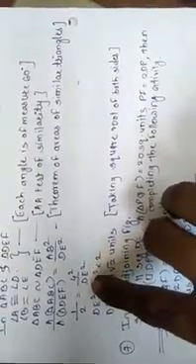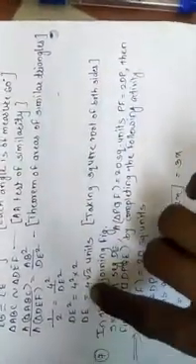Area of triangle ABC upon area of triangle DEF is equal to AB square upon DE square. Theorem of areas of similar triangle. Area of triangle ABC upon area of triangle DEF, they are given 1 upon 2 is equal to 4 square upon DE square. AB also given. Cross multiplication, DE square into 1 is equal to 4 square into 2. Therefore 4 is a perfect square. Taking square root on both sides, DE is equal to 4 root 2 unit.